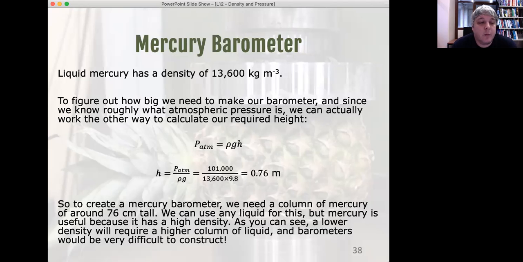So other liquids would work, but if you make the density lower, you can see that the height is going to get bigger. So if you use a less dense liquid than mercury, then you are going to need a much higher column. If you do it with water, it ends up being something around 10 meters tall. You would need to make a 10 meter tall barometer for that to work, which is not very practical.